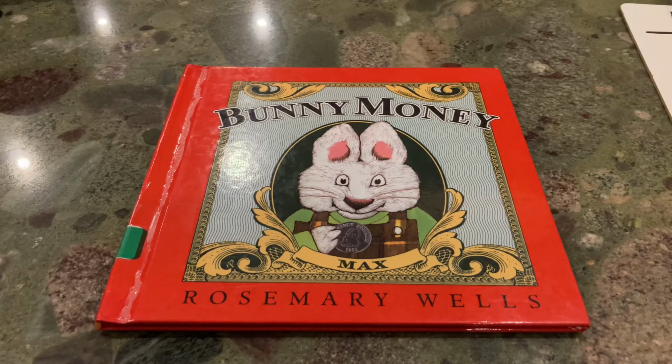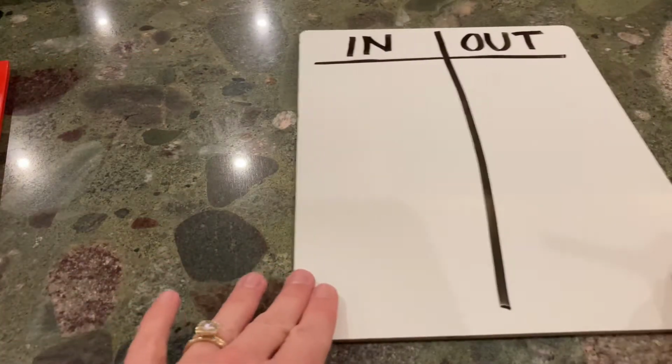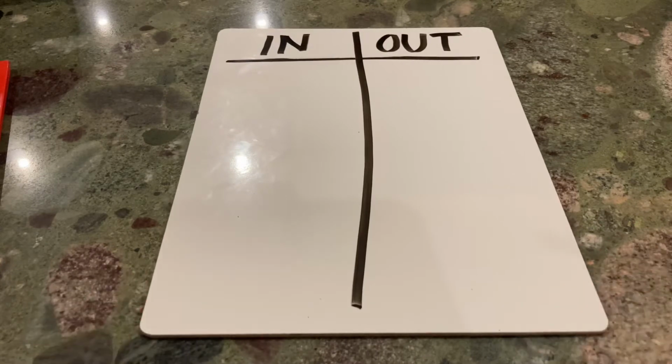I'm going to be reading the story Bunny Money by Rosemary Wells. But before I do, I want you to pause this video and get a piece of paper. On that piece of paper, I want you to make a T-chart. So you're going to draw a line straight down the middle, and then at the top, you're going to write "in" on the left-hand side and "out" on the right-hand side. And then draw a line under those words so that you have a piece of paper that looks something like mine.